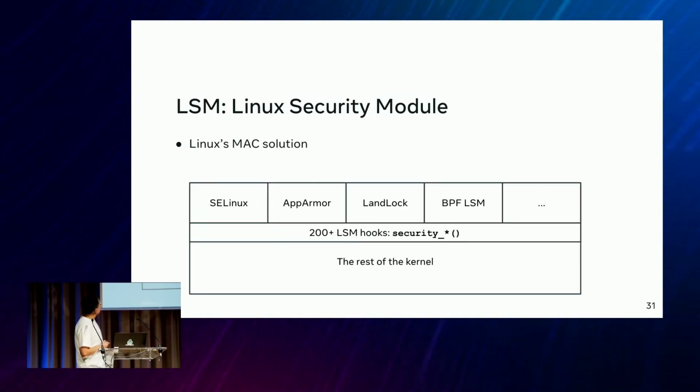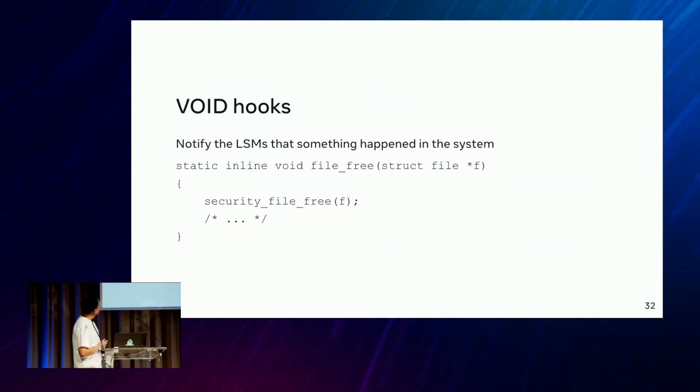So LSM is Linux Security Modules, which is the Linux MAC solution. The core of LSM is 200 plus LSM hooks living throughout the kernel. And different LSMs access information and maintain access control through these hooks. There are two types of hooks.